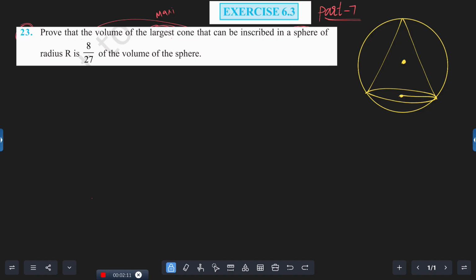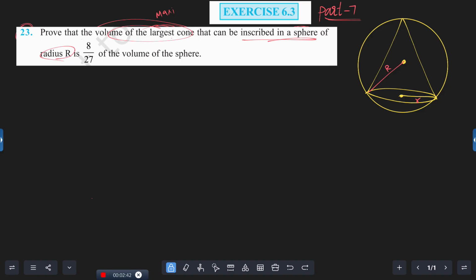What did they give here? Largest cone inscribed in a sphere. Cone can be inscribed in a sphere of radius capital R. So that sphere radius they gave as capital R. Sphere radius, what did they say, capital R. Then the cone radius I will take as small r. Small letter r I will take. Okay. The cone inscribed in a sphere of radius R is 8 by 27 of the volume of the sphere.